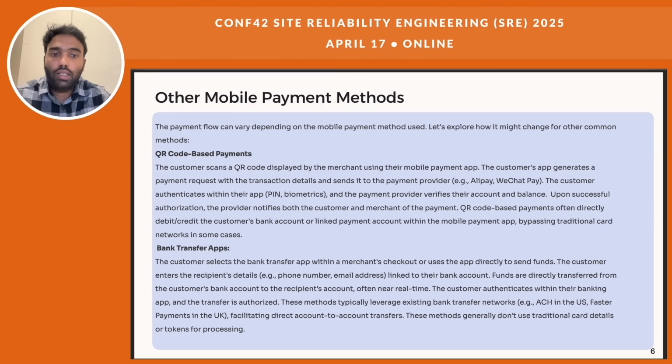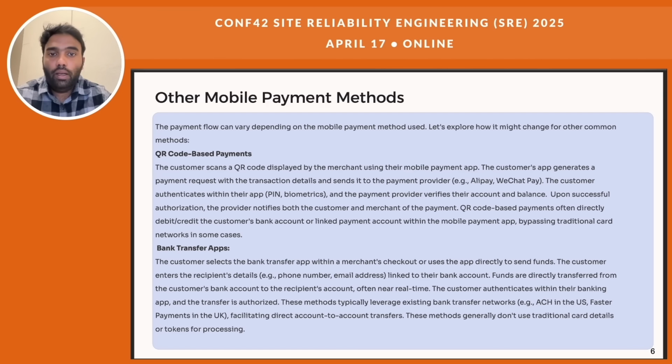The customer authenticates within their app using, as previously mentioned, some kind of biometrics or PIN, and the payment provider verifies their account and balance. Upon successful authorization, the provider notifies both the customer and merchant of the payment. QR code-based payments often directly involve the debit or credit card of the customer's bank account or linked payment account within the mobile payment app, bypassing traditional card networks in some cases. Sometimes it could be a linked card, in which case tokenization and card networks come into play again.